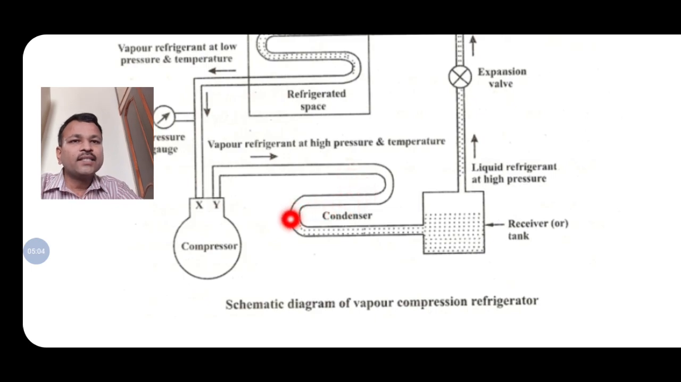Then it goes to a condenser. In the condenser, condensation takes place. Condensation means the vapor has to be converted into the liquid. The condenser will do the job, so vapor is converted into the liquid.